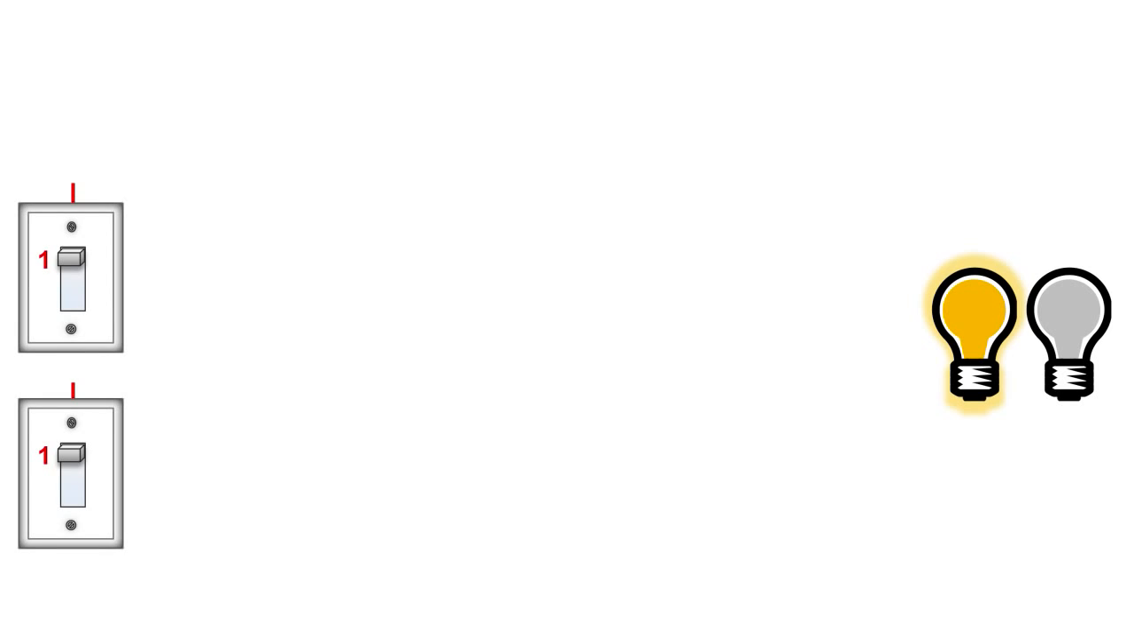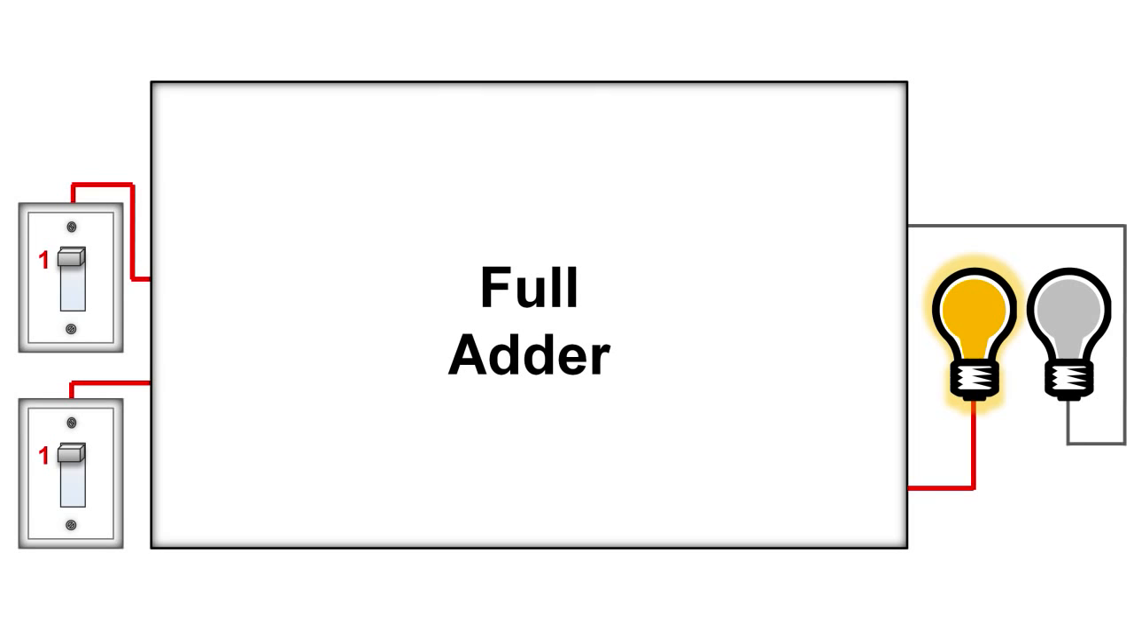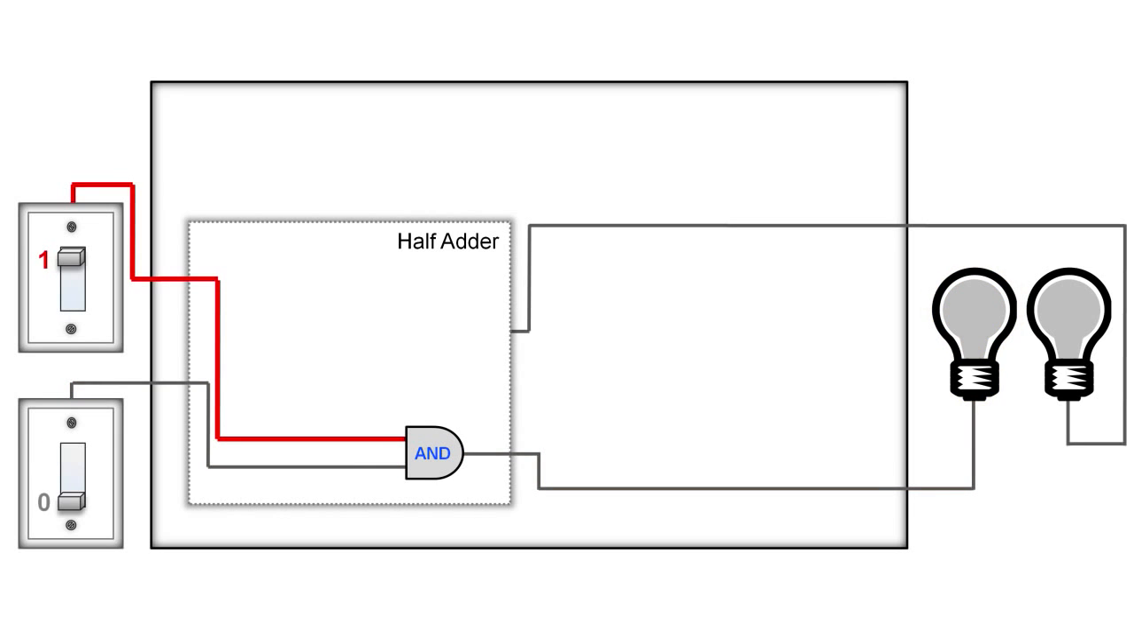Since switches can also represent ones and zeros, let's put two switches on the left and then an adding machine in the middle to see how we can do this with the logic gates we made earlier. This adding machine is called a full adder because it's made up of two half adders, and we'll see why in just a minute. Now, inside the half adder, it's easy to hook up the switches to the left light bulb. All we have to do is use an AND gate. Both switches then have to be on for the left light bulb to be on.